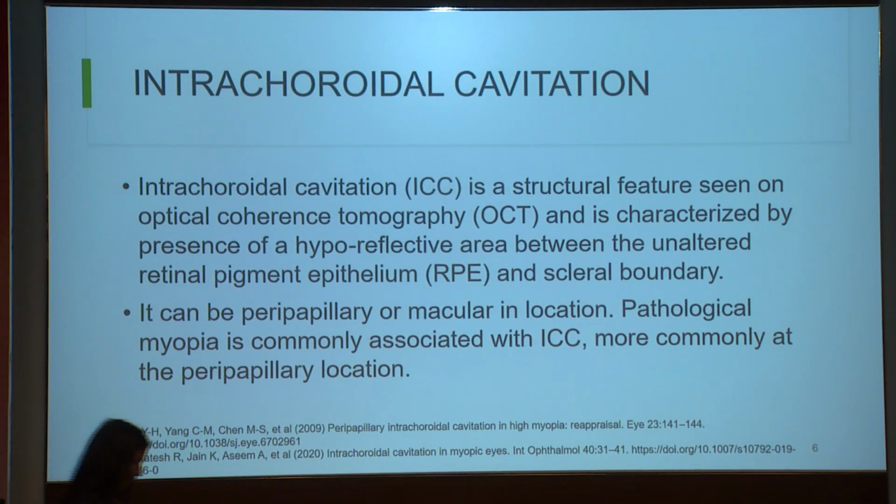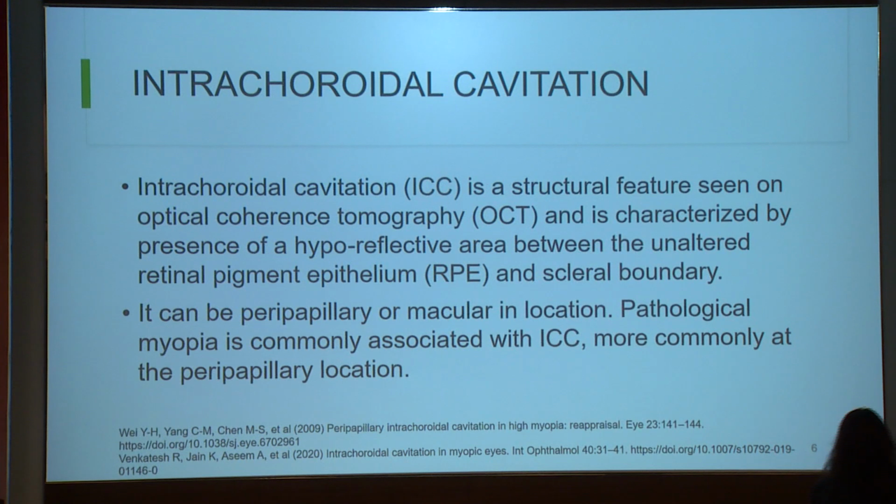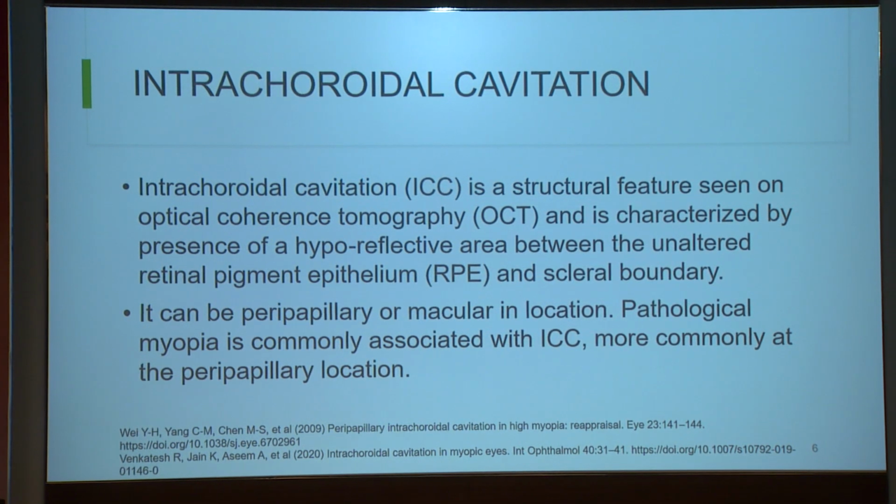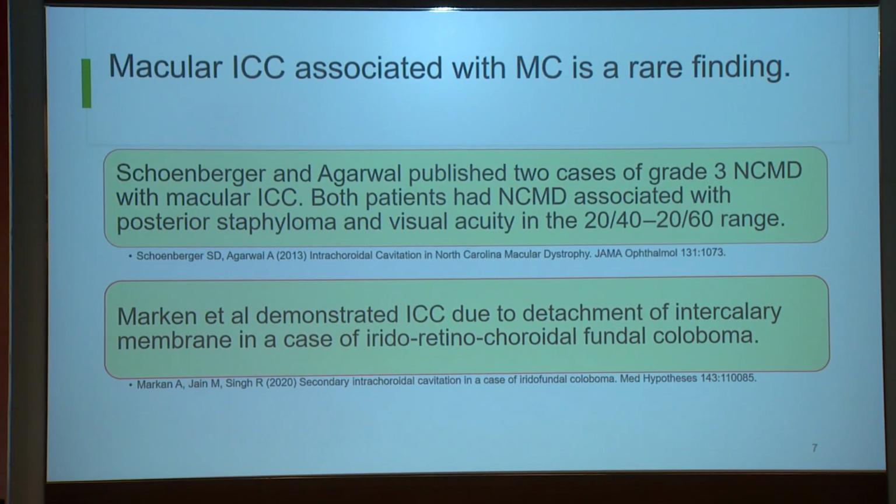Intrachoroidal cavitation, now we come to, is a structural feature seen on OCT and is characterized by the presence of a hyperreflective area between the unaltered RPE and the scleral boundary. It can either be peripapillary or macular in location. Pathological myopia is generally associated with ICC, more commonly at the peripapillary location. So macular ICC associated with macular coloboma is quite a rare finding.